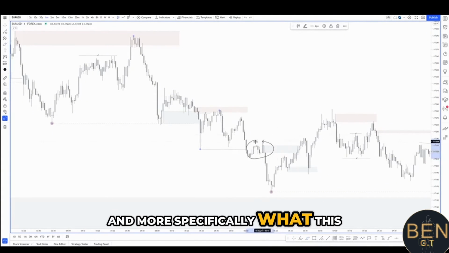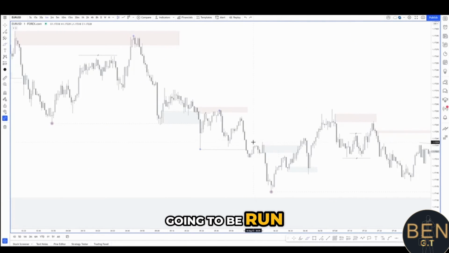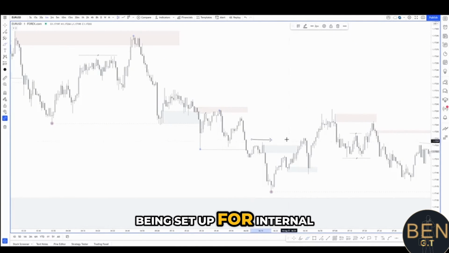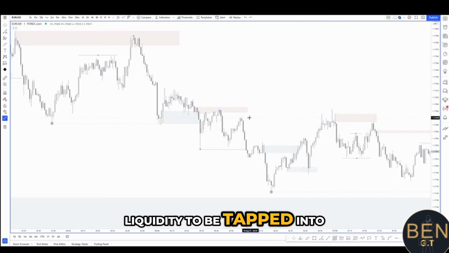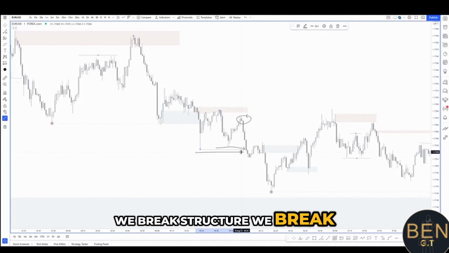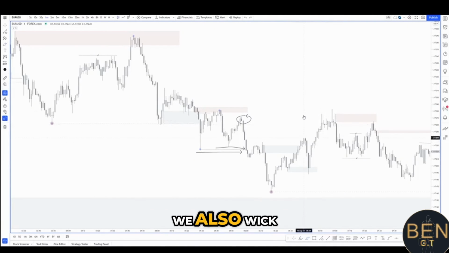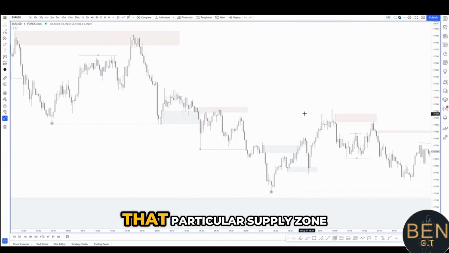And more specifically, what this is indicating to me is an area of liquidity that is more than likely going to be run. This is buy-side liquidity being set up for internal range liquidity to be tapped into. And then what we can see is we do have a supply zone here. We break structure, we break structure. And if we just run to the right, we do respect it, but we also wick a little bit higher than that particular supply zone.